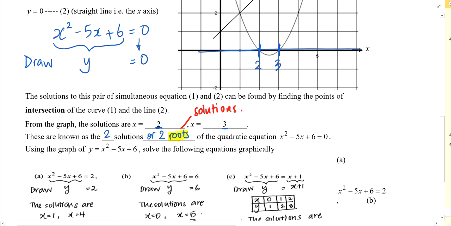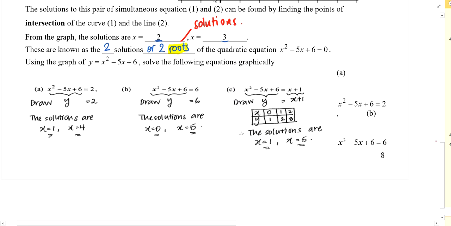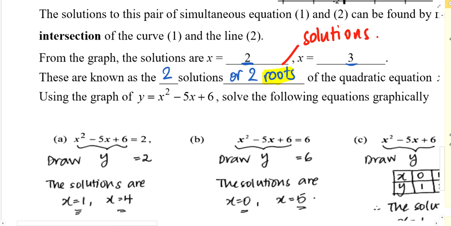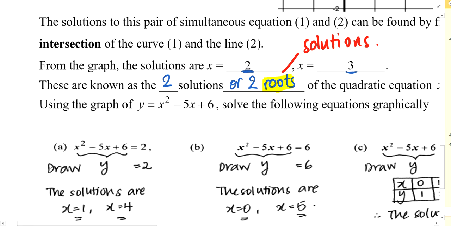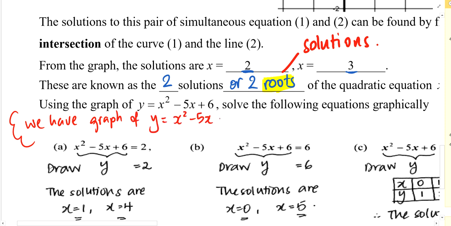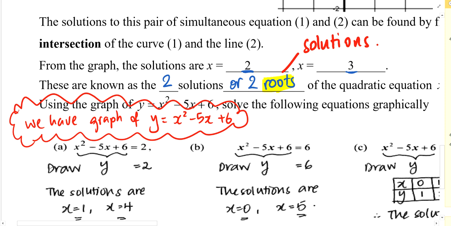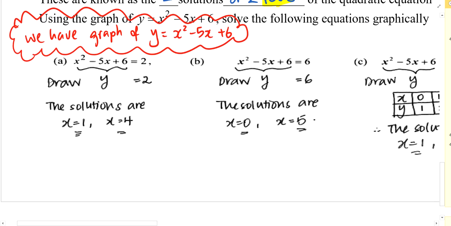Okay, so next part, we need to use the same graph of y equals x squared minus 5x plus 6 to solve the following equations graphically. So we follow the same template. Note that we already have in our mind the graph of y equals x squared minus 5x plus 6. So keep this in mind, and we are going to use it. So the first question says, solve x squared minus 5x plus 6 equals 2. And we see that these are the same.